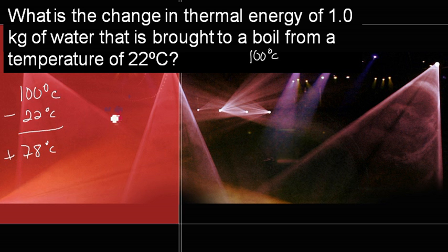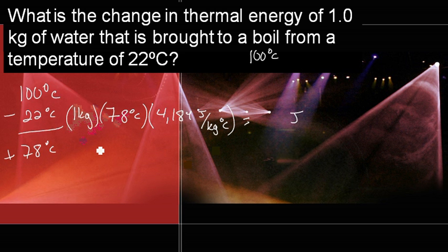All right, so if we have 78 degrees as our temperature change, we know that it occurred because of some amount of energy. So our end unit needs to be some type of joules in terms of thermal energy. So we know that water has a specific heat of 4,184 joules per kilogram degree Celsius. And we know that we have 1 kilogram of substance. So we take our calculator and plug that in.